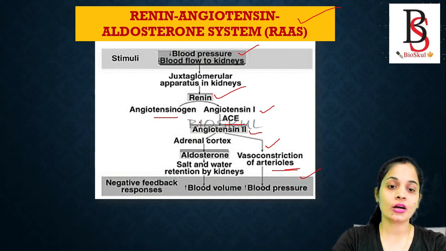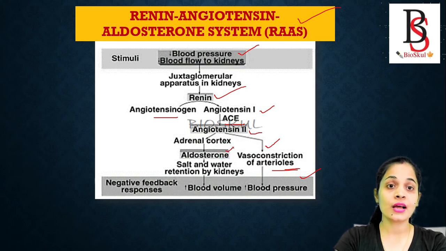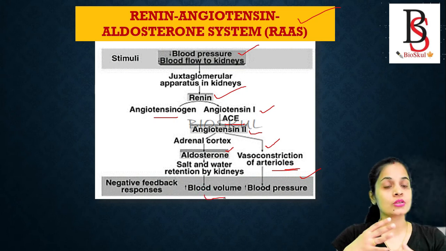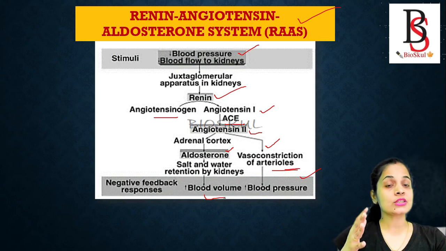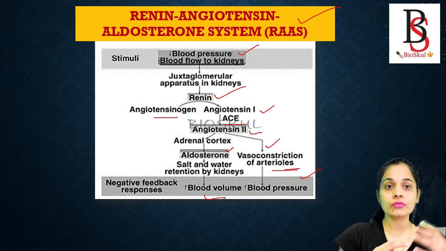On the other hand, angiotensin 2 activates the adrenal cortex. The adrenal cortex secretes the hormone known as aldosterone. Aldosterone retains the salt and water in the kidney, thereby increasing the blood volume. So this is how the RAAS system works when the blood pressure is low, to keep the blood pressure at the normal level.